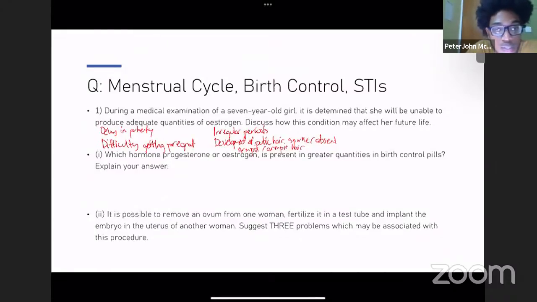What else does estrogen help with? Maybe lack of breast development. But yeah, stuff such as those. The delay in puberty. Actually, yeah, that's correct. They would have a delay in puberty. Difficulty getting pregnant would be associated with the irregular periods. But yeah, stuff such as this. Yeah, you guys hit the nail on the head. You guys did perfectly.